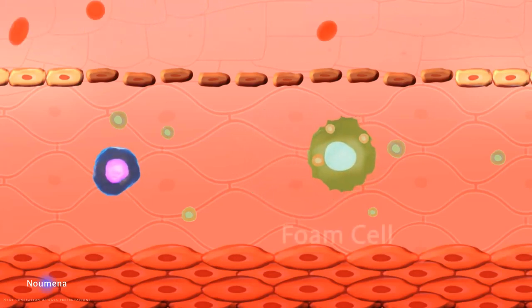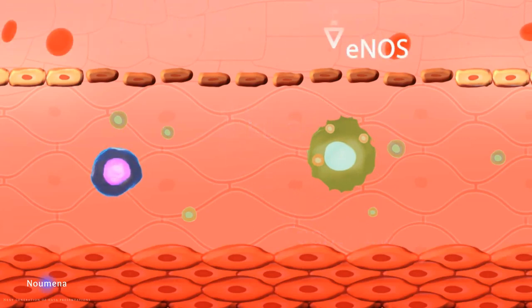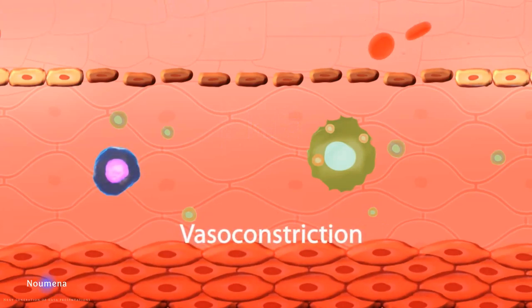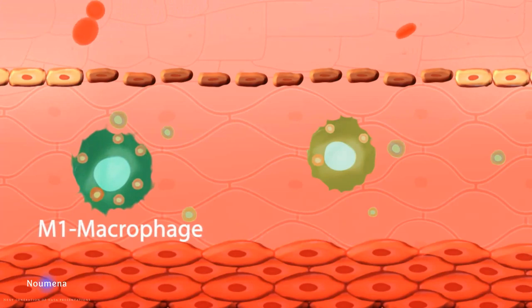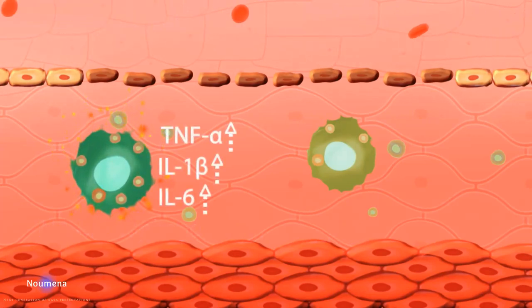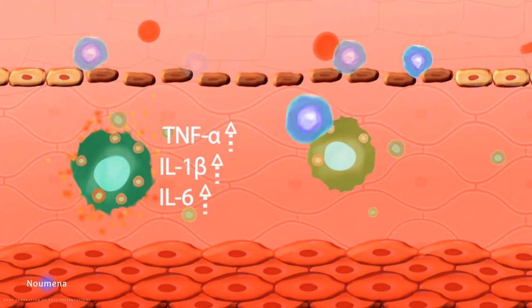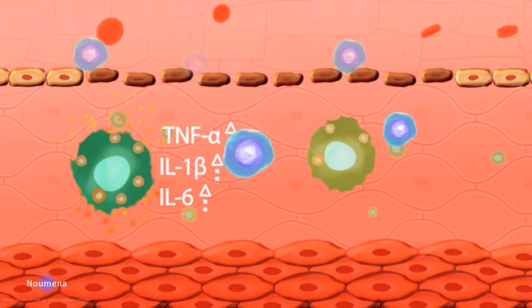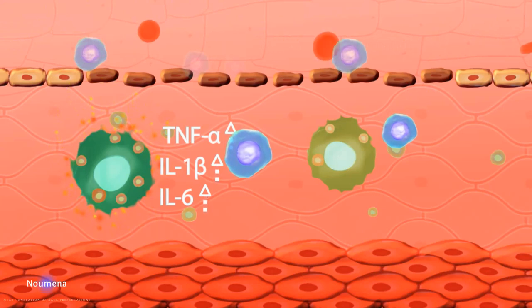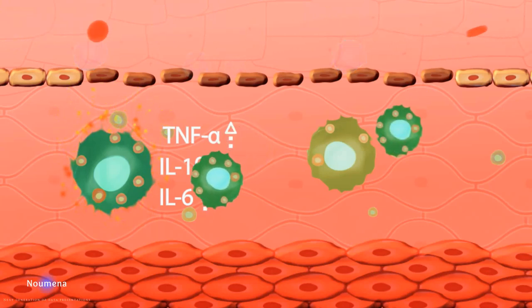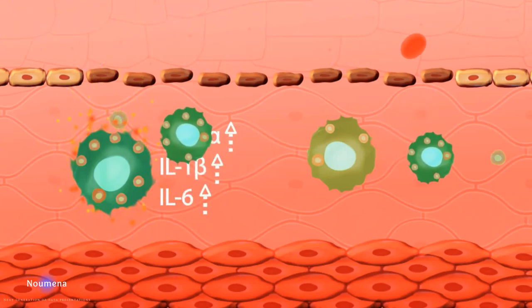However, the macrophage is incapable of digesting the LDL particles, and because of this, it will die, turning into a foam cell. Foam cells will induce vasoconstriction via the suppression of endothelial nitric oxide synthesis. In the meantime, other monocytes will turn into M1 macrophages secreting pro-inflammatory cytokines which will attract more monocytes. This creates a vicious circle, inducing both the accumulation of foam cells as well as increased synthesis of pro-inflammatory cytokines. All those factors combined will lead to the growth of the atherosclerotic plaque.